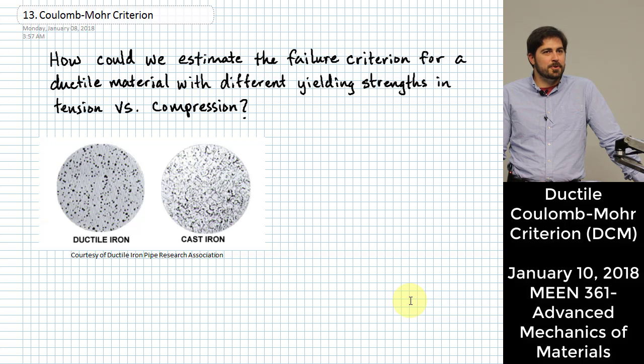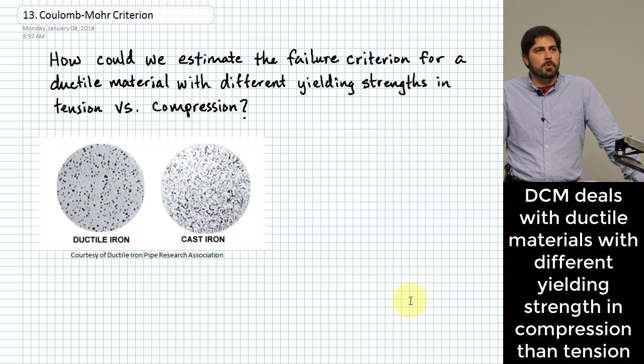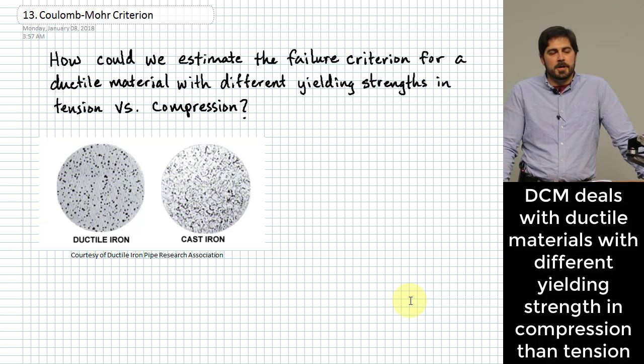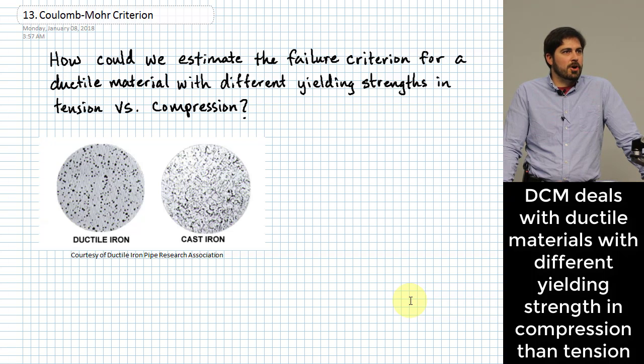And so what we're going to do this time is answer an interesting question for a particular type of material that's out there, that the two criteria we've looked at so far don't necessarily deal with. That question is the one you see up here on the board: what do we do if we have a material for which the yielding strength properties are different in compression than in tension?